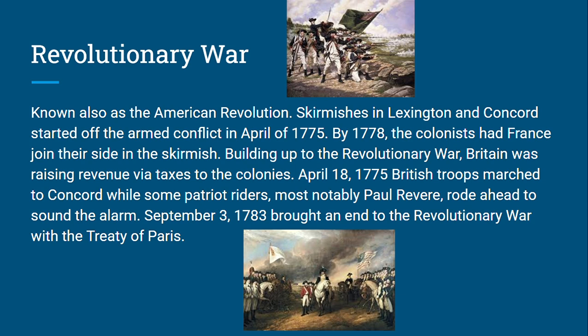Skirmishes in Lexington and Concord started off the armed conflict in April of 1775. By 1778, the colonists had France join their side in the skirmish. Building up to the Revolutionary War, Britain was raising revenue via taxes to the colonies. April 18, 1775, British troops marched to Concord while some Patriot riders, most notably Paul Revere, rode ahead to sound the alarm. September 3rd of 1783 brought an end to the Revolutionary War with the Treaty of Paris.